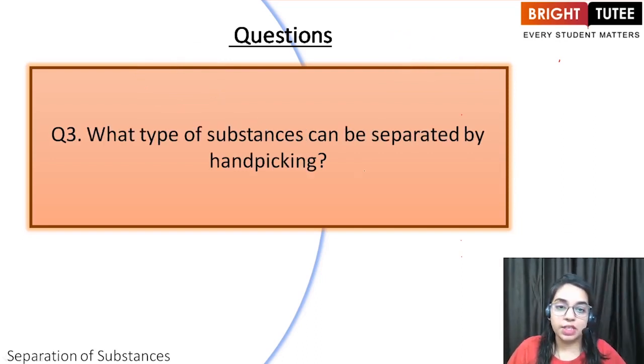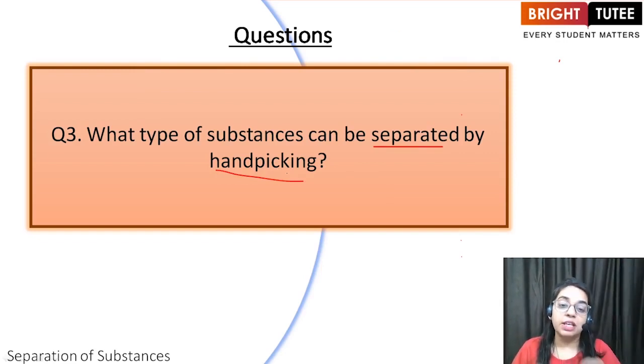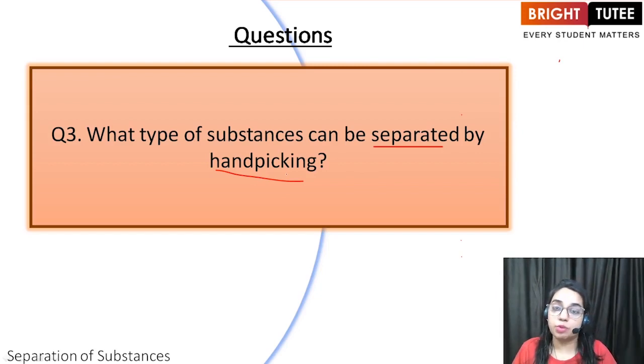Okay. So let's move to the next question. What type of substances can be separated by hand-picking? So children, only those substances can be separated using hand-picking wherein we have to separate only a small amount, right? Like we have a mixture of rice which contains some impurities, maybe broken rice pieces, there may be some stones. These can be removed with the help of hand-picking.